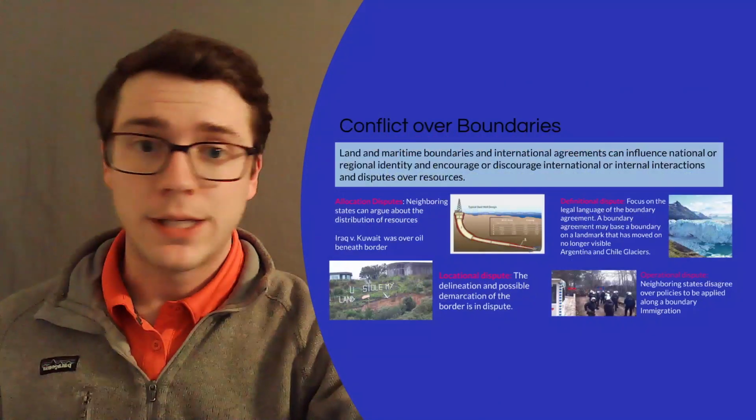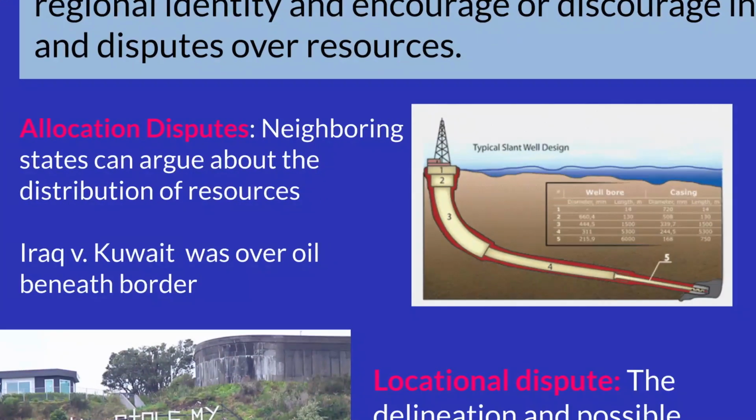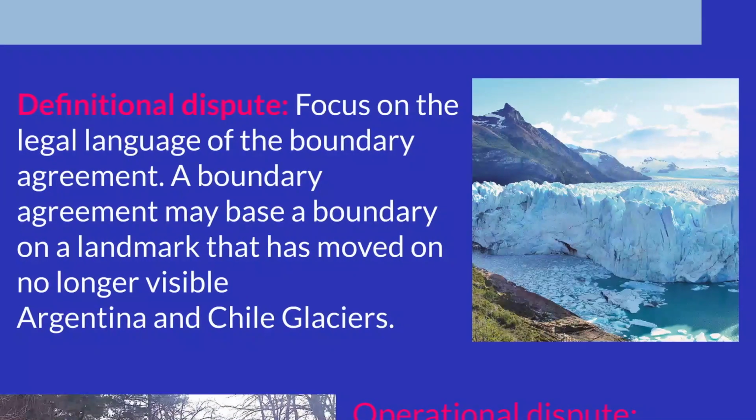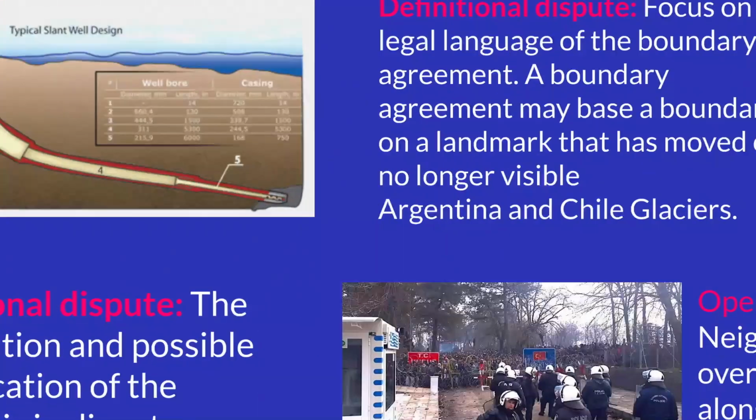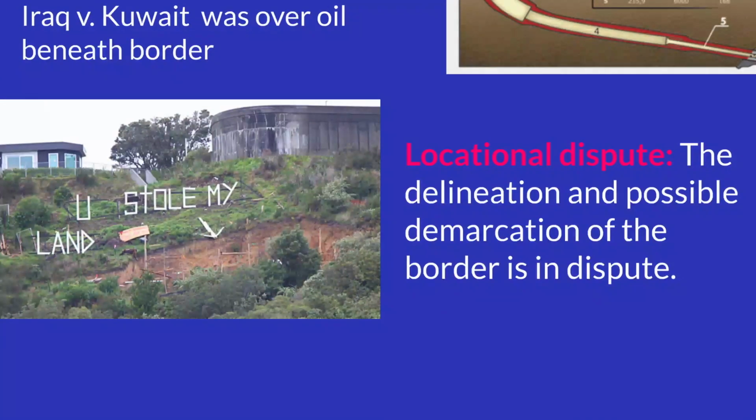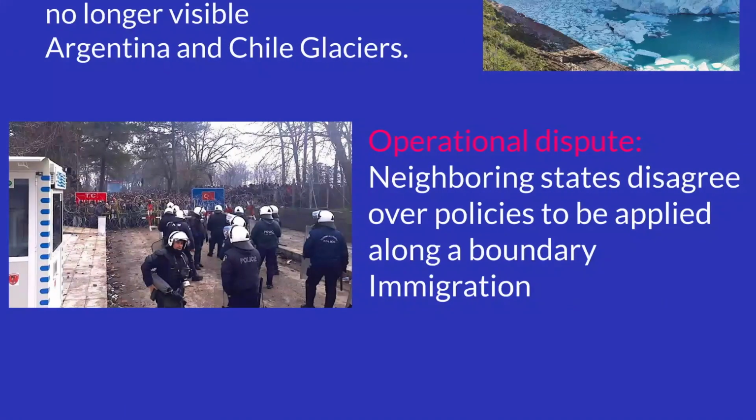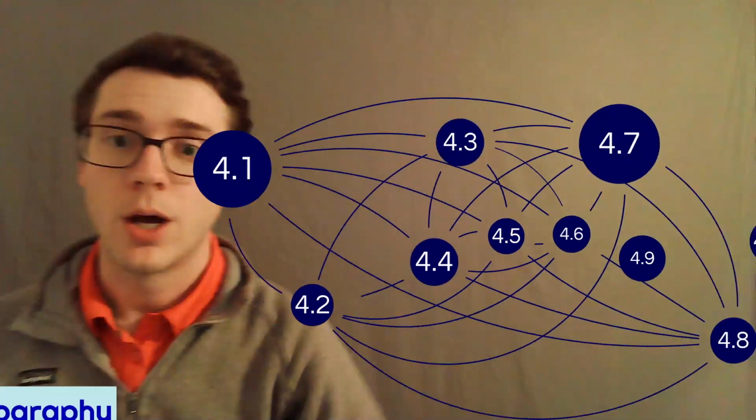So to recap the different conflicts over boundaries, we have allocational, which is about the resources at or under the boundary. Remember, under the ground still counts as part of the line. Definitional, where they argue over the definition in legal language in the agreement. Locational, which is where the delineation or demarcation doesn't match up and people dispute over it. And then operational, where neighboring states argue over the policies that are applied along a boundary.